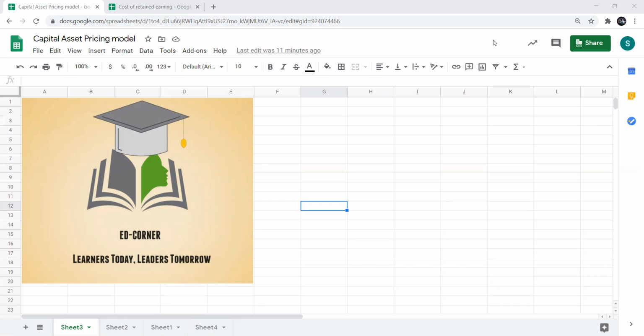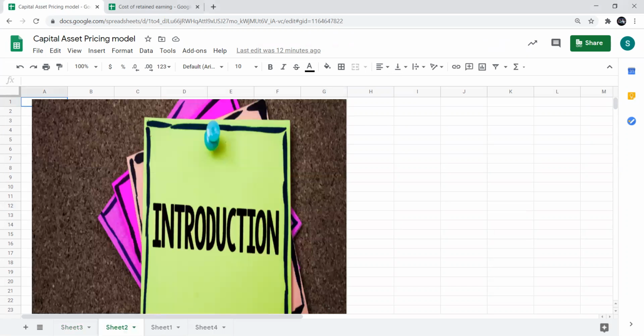Today we have an interesting topic for discussion: how to compute the cost of capital as per the capital asset pricing model and the retained earning method. Before considering all that, you should know the meaning of cost of capital. Let me tell you what it means.